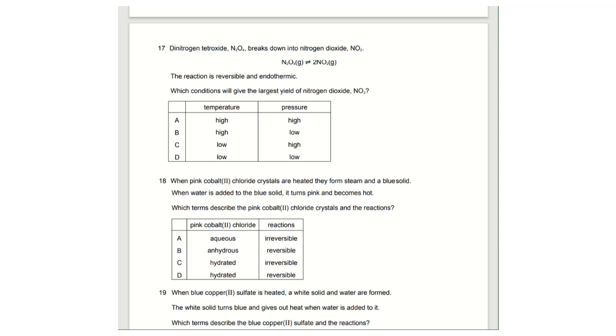So the forward direction is endothermic. So if temperature is high, yield will be high, and pressure is low. So less number of particles to move. So temperature high, low pressure, because low pressure shifts equilibrium from less number of particles to more number of particles. So low pressure will shift to the right side.